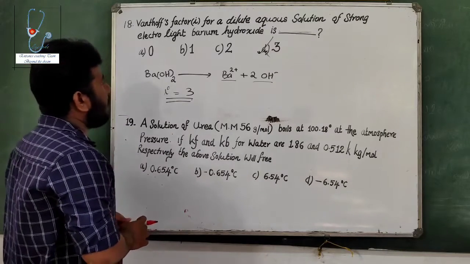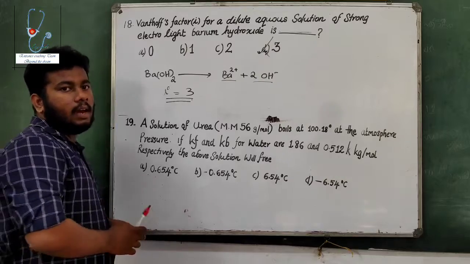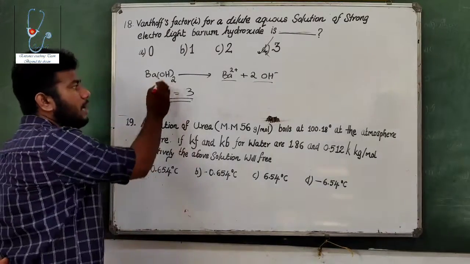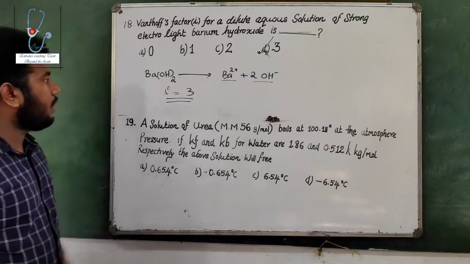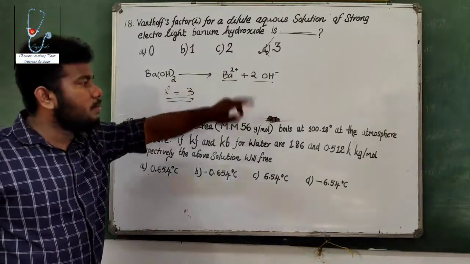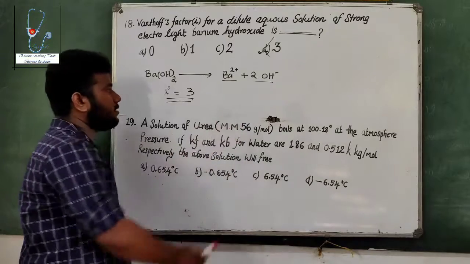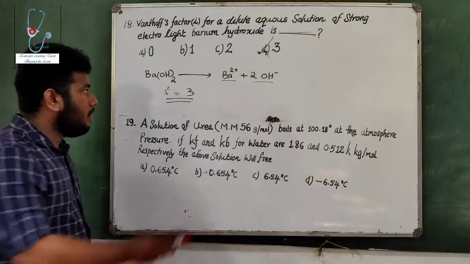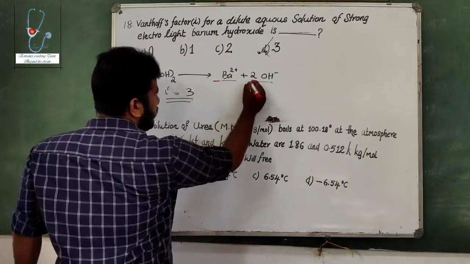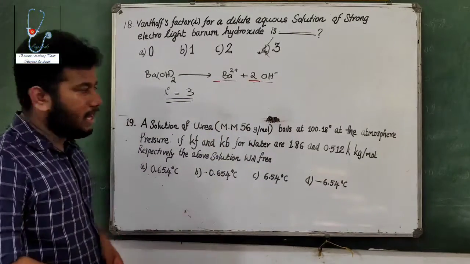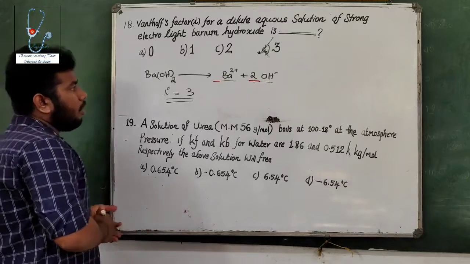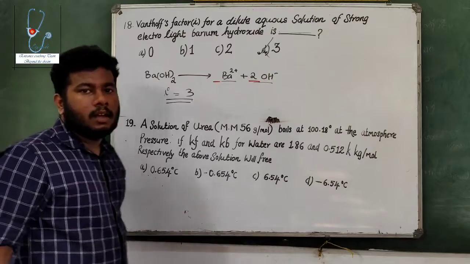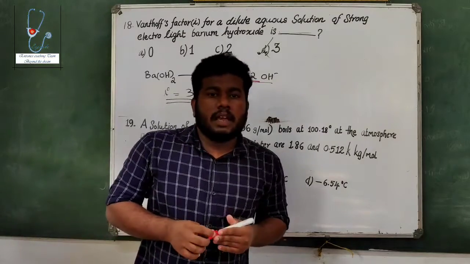Once again, we can calculate the Van't Hoff factor from the dissociation equation. Here barium hydroxide, Ba(OH)2, dissociates into Ba2+ and 2OH- ions. One barium ion and two OH- ions, hence the Van't Hoff factor is 3. Okay, next question.